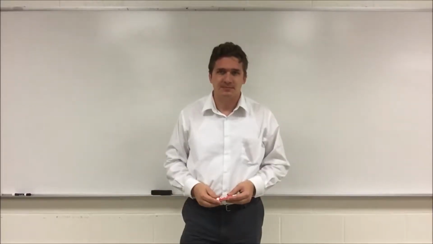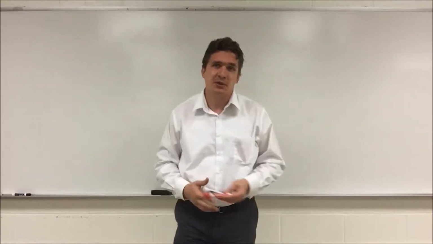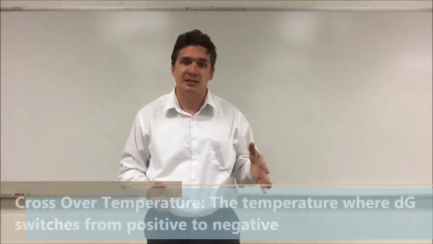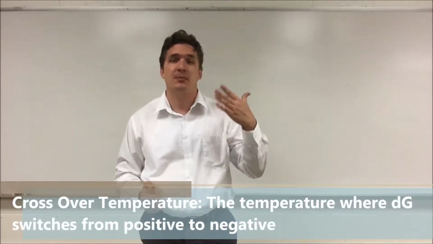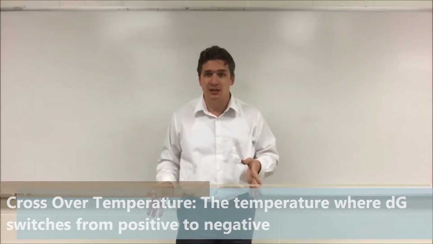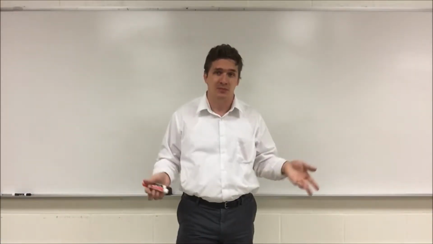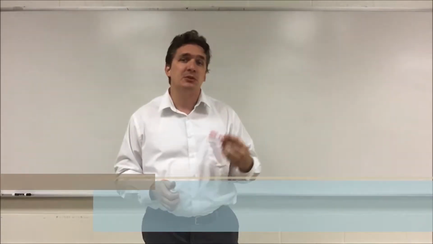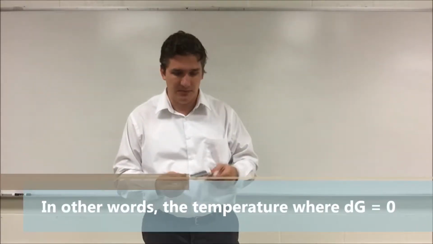Last idea we're going to talk about is the idea of crossover temperature. Now, crossover temperature is formally defined as the temperature at which delta G switches from positive to negative. There's only one number that sits between the positive and negative end of the spectrum, and that's zero. So basically, we're looking for the point where delta G equals 0.